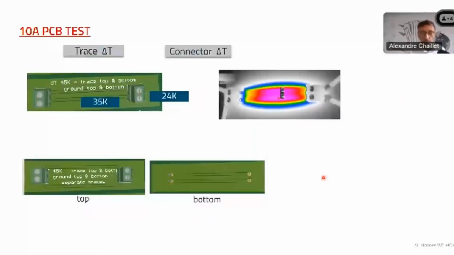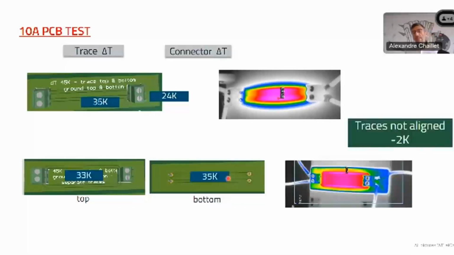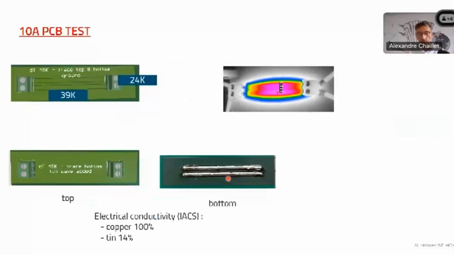One other tip is to separate your traces as much as possible. So in this example, we have two traces on the top layer and two traces on the bottom layer. They are not exactly at the same place. In that case, this is only minus 2 Kelvin, but I have other examples where this is very interesting. So in that example, minus 2 Kelvin is not so much, but the more you can separate the power traces, the better they will cool down and dissipate calories.